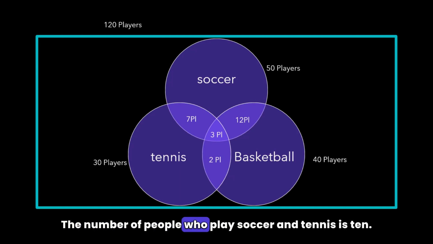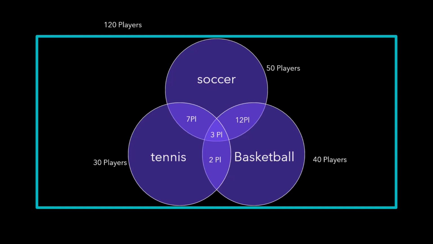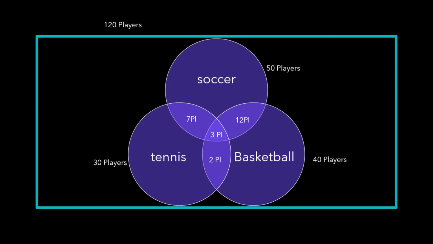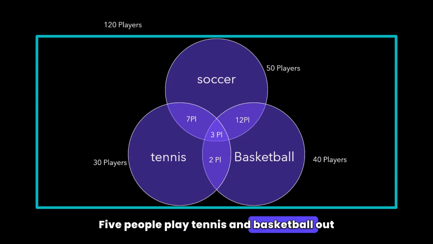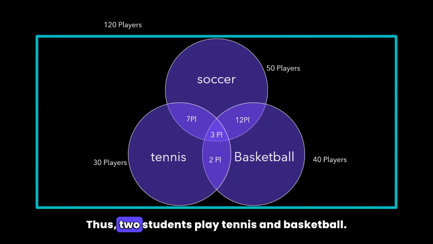The number of people who play soccer and tennis is 10. This includes 3 players who play all 3 sports. So, the number of players who play only soccer and tennis will be 7, 10 less 3. 5 people play tennis and basketball, out of which 3 play all 3 sports. Thus, 2 students play only tennis and basketball.